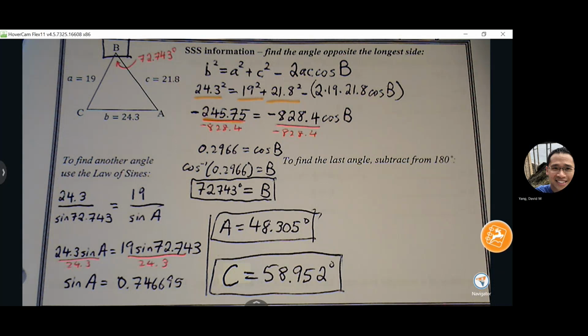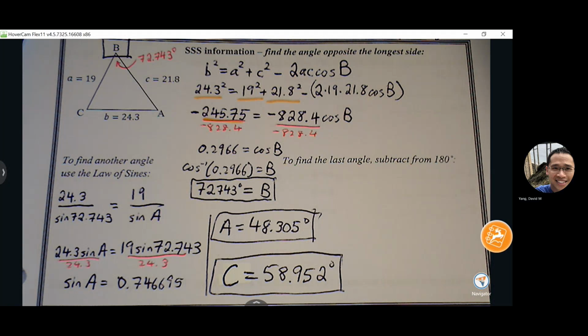Questions? Yeah, question. You use cosine and then the things at the bottom you use sine. Yeah, if you start off with side, you use law of cosines to get that one missing piece that you need. And then once you can get that one missing piece, then the rest of the problem you can use law of sines. Okay.